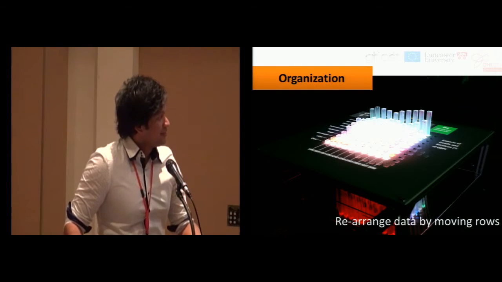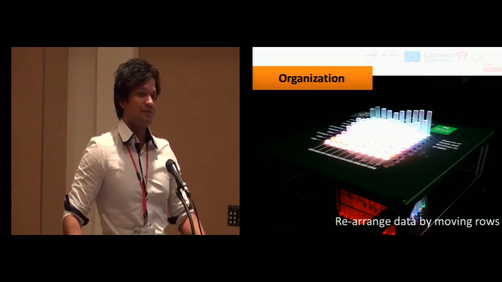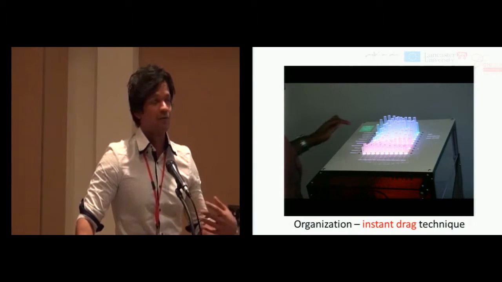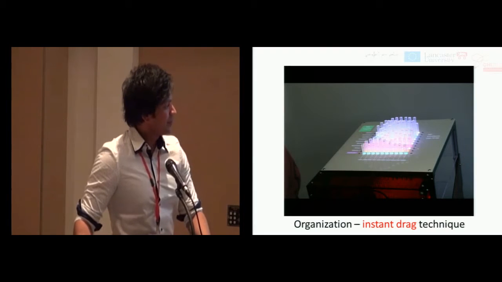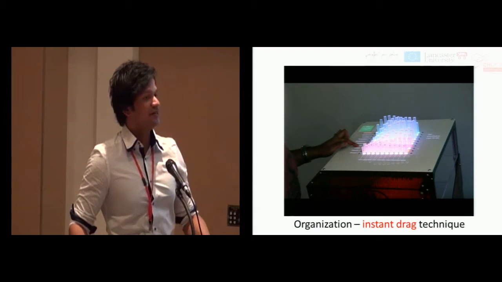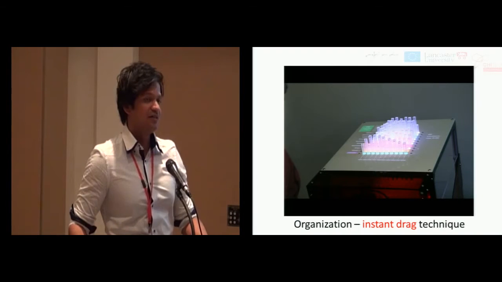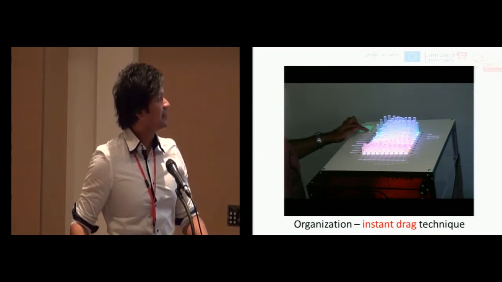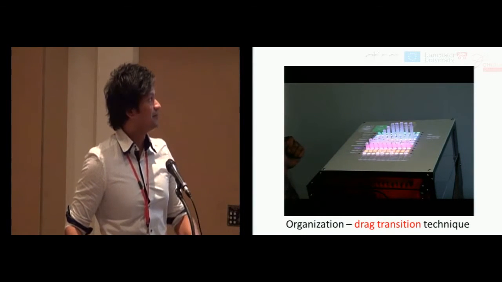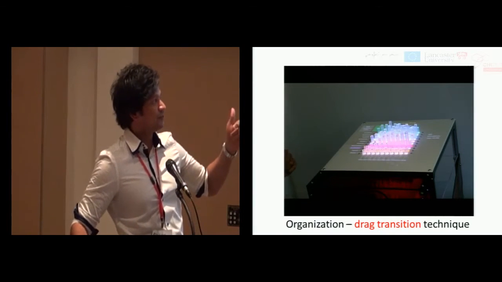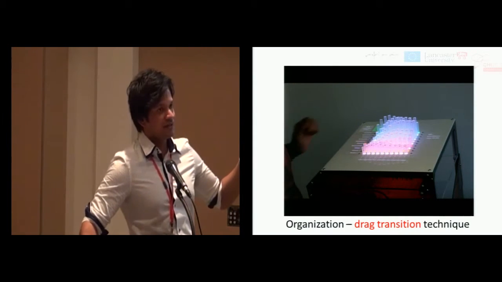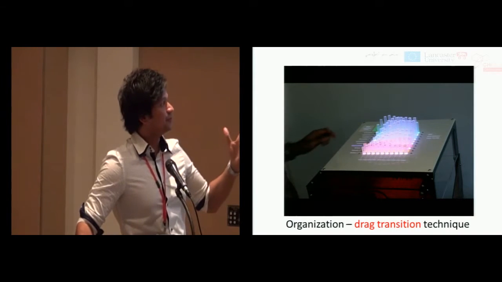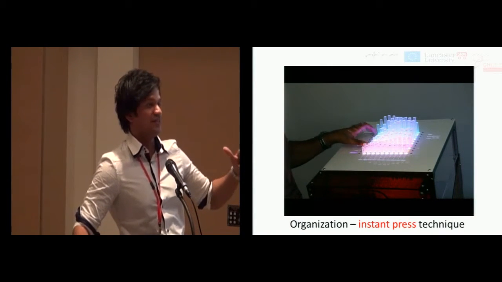Next we'll look at organization. This is rearranging the rows, for example. If a row is quite far away from you, what might you want to do to bring it closer to you? We looked at a drag technique, where you drag on the axes and that shifts a specific row to where you want it to be. We call this instant drag because the 2 rows instantly switch over. But we were also interested in whether showing some sort of transition would help users to see that the organization was taking place.